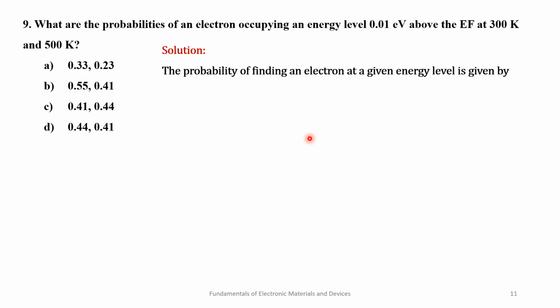Somebody has noted. So basically, this is the equation that you have to use: f(E) is equal to 1 by 1 plus e to the power (E minus EF) divided by kB into T, where E minus EF is the energy level difference, that is 0.01 in our case, and k is the Boltzmann's constant and T is the temperature.